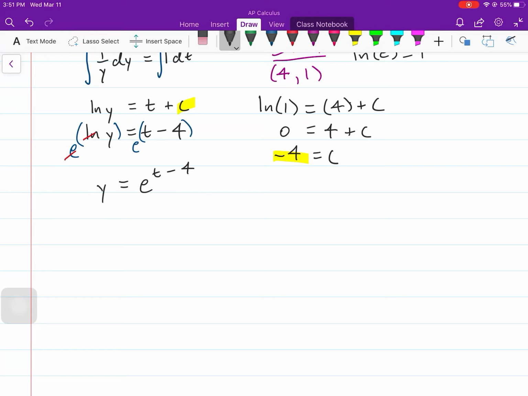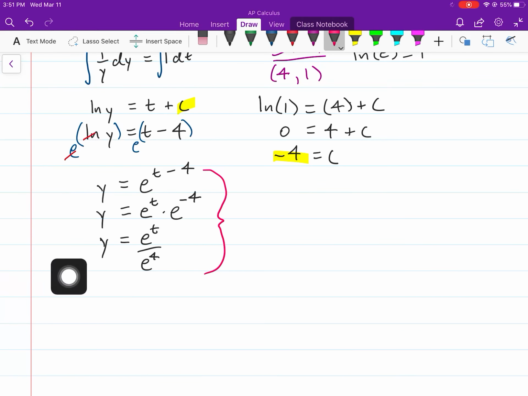But that's not always the case with multiple choice. They might change the form of this. So let me show you. When you multiply numbers of the same base, you add the exponents. So we can split this up like this. See, it's just going backwards from that idea. e to the t times e to the negative 4 is the same thing as e to the t minus 4. And from there, this is a negative exponent, so that could go to the bottom. So that'd be e to the t over e to the 4.